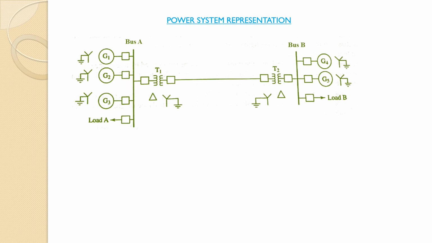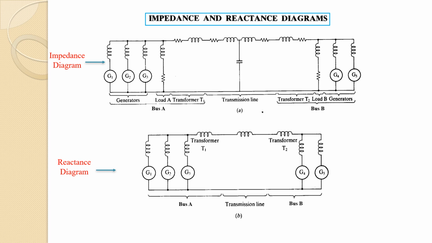Between bus A and bus B, a transmission line has been connected through the transformers T1 and T2, and the connection of the transformers is delta-star with the star grounded. All the equipment has been connected through circuit breakers at both ends. The one-line diagram may serve as a basis for circuit representation of the different components of the power system.